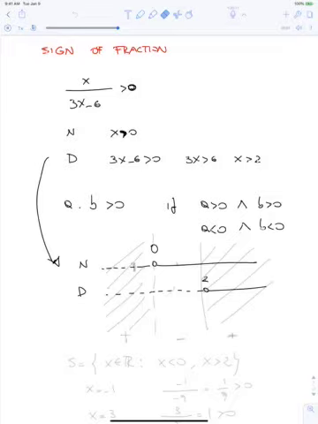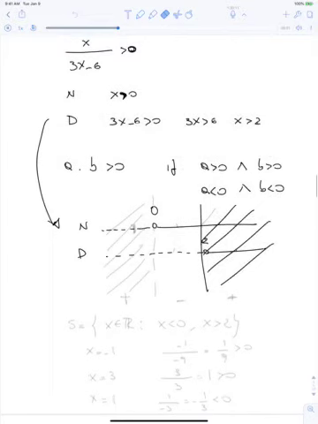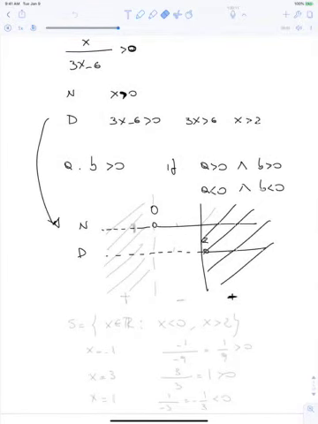Now, here the solution, both of them are positive, so the final sign is going to be positive. Here, one is positive and one is negative, so the final sign is going to be negative. And here, both of them are negative, so the final sign is going to be positive. So the solution is for x belonging to R, such that x is less than 0, or x is greater than 2.